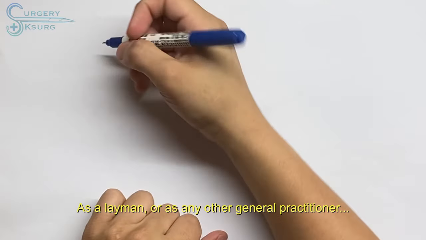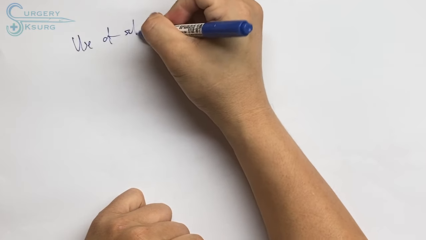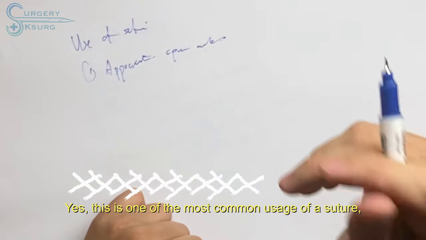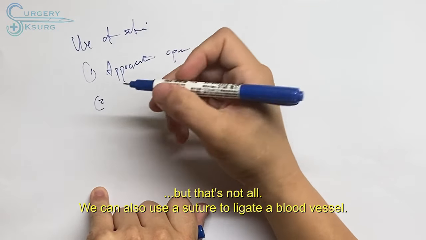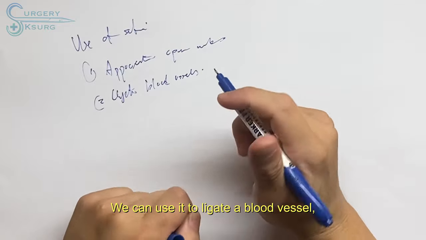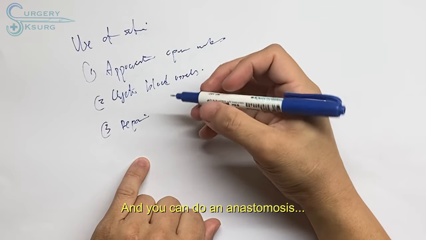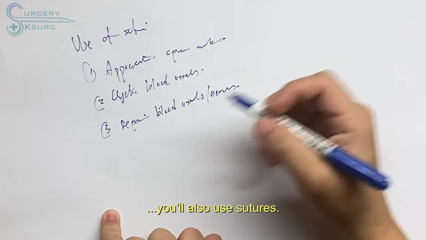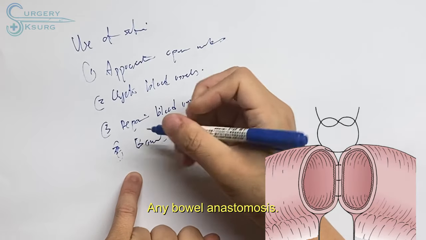As a layman or as a general practitioner, they will tell you the use of the suture. Number one is of course to approximate open wounds. Yes, this is one of the most common usage of a suture, but that's not all. We can also use a suture to ligate blood vessels, either bleeding or not bleeding. And of course, you can do an anastomosis to repair blood vessels, or you repair nerves. You also use sutures. And number four, you can do an anastomosis as well of the bowel, any bowel anastomosis.